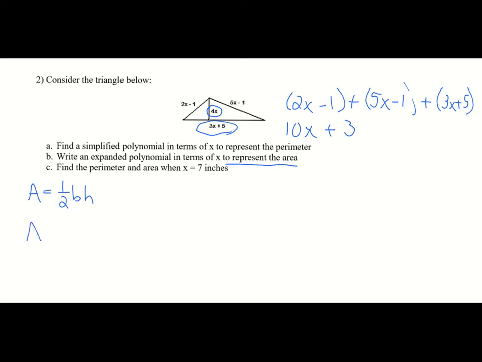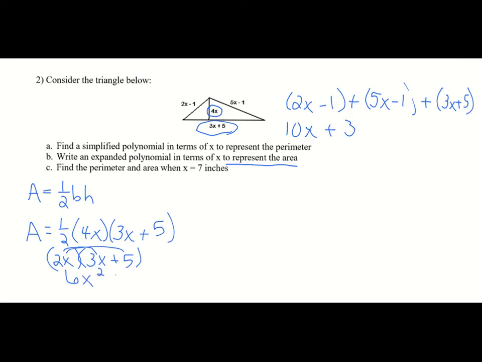And when we substitute them into our formula, we're going to have 1/2 times 4x times 3x plus 5. And we're going to multiply this to simplify. So if I do 1/2 times 4, that's going to give me 2x times 3x plus 5. So now we're going to distribute the 2x, and we're going to end up with 6x squared plus 10x. So that would be my simplified formula for the area.